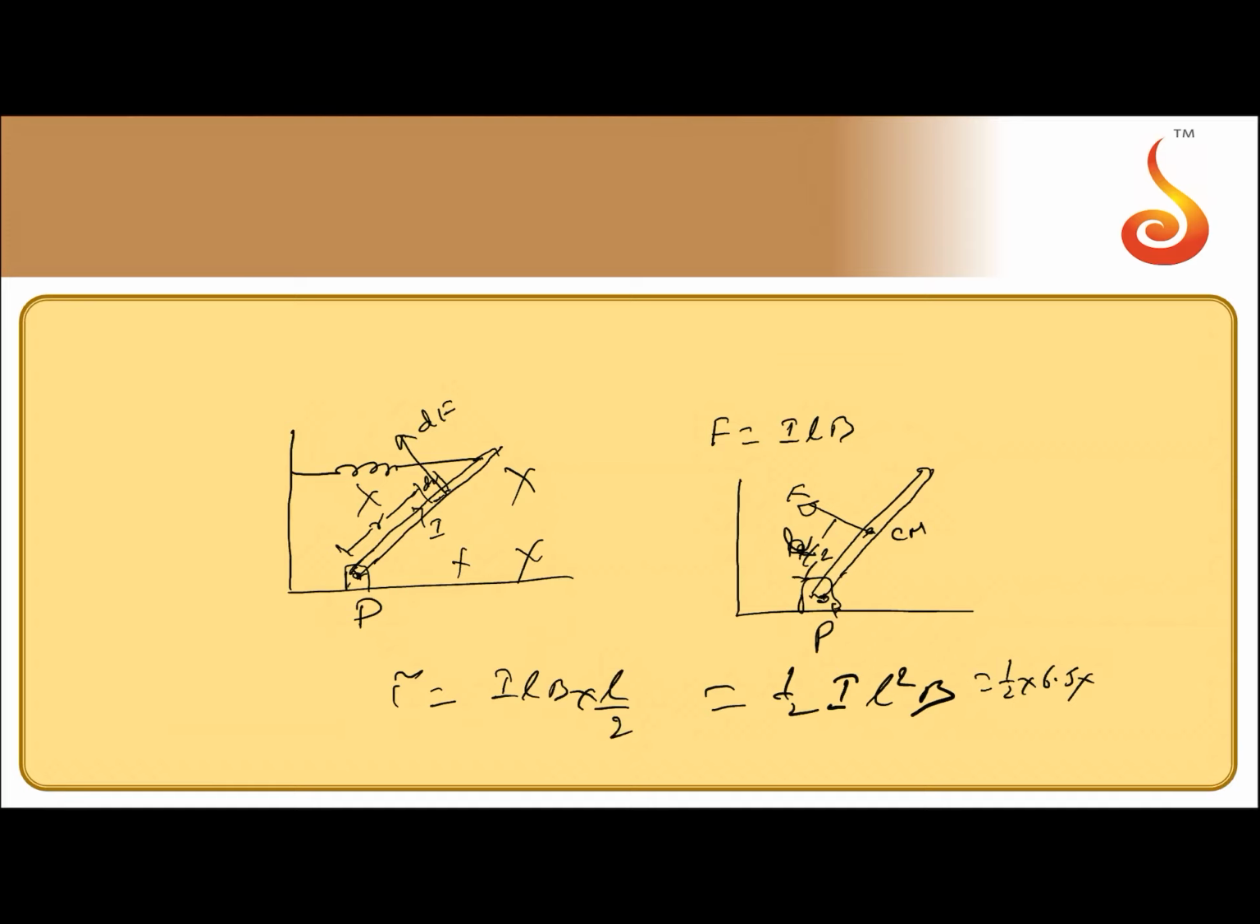0.2 meter, so 0.2 square, and B is 0.34. So this will be 0.0442. 0.0442 Newton meter clockwise. Option A will be correct.